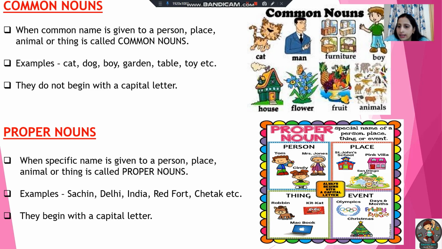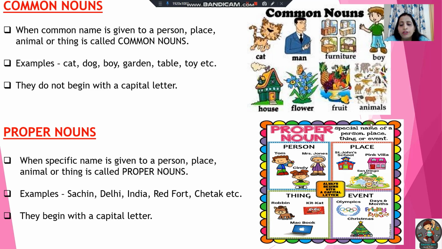Jones, Cindy. Similarly, some places are given. St. John's School. If we talk about only school, अगर हम सिर्फ एक स्कूल की बात कर रहे हैं तो वह स्कूल हमारा कॉमन नाउन होगा. बट इफ इन द स्कूल वी आर टॉकिंग अबाउट अ पर्टिकुलर स्कूल, हम किसी एक स्पेशल स्कूल के बारे में बात कर रहे हैं, then that will be our proper noun.